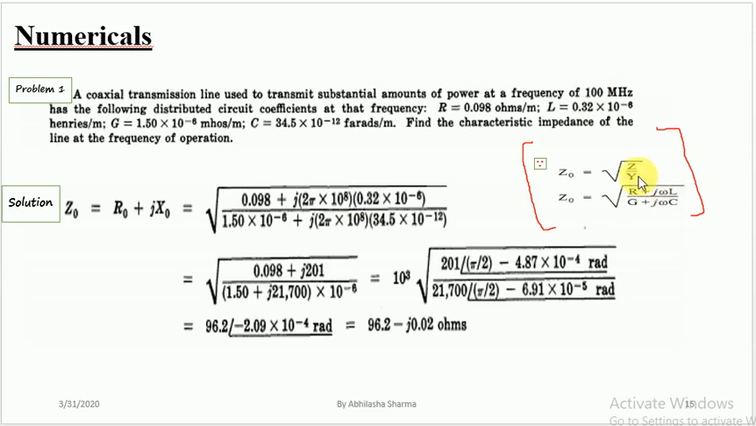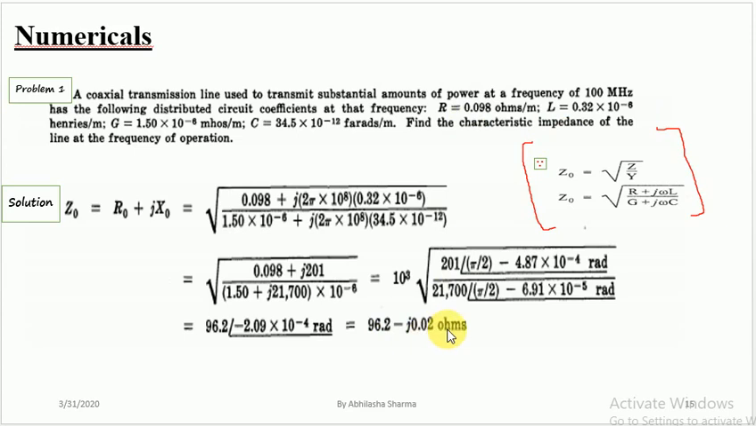The L value is 0.32 multiplied with 10 to the power minus 6. Similarly, G is 1.50 into 10 to the power minus 6, plus j omega C. Omega is replaced by 2 pi f, and C is 34.5 multiplied with 10 to the power minus 12. So whenever you calculate this, finally the value of the characteristic impedance is 96.2 minus j 0.02 ohm.